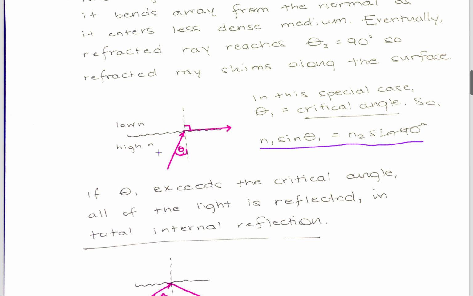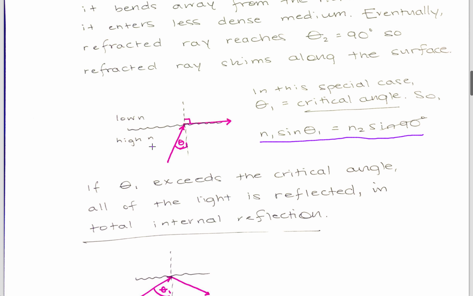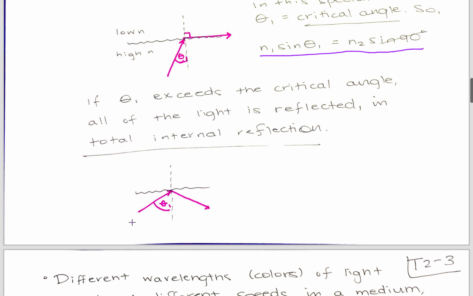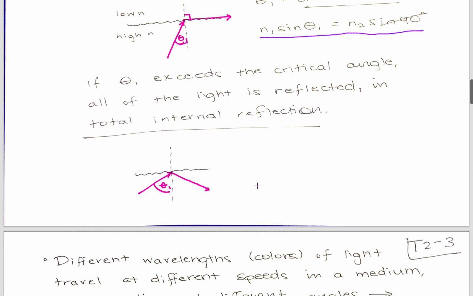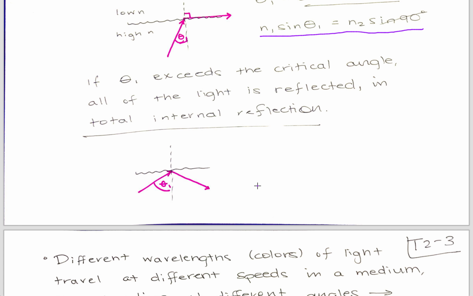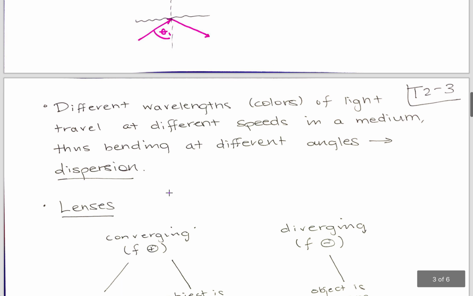If we swing out our incident angle any further, then all of the light will be reflected. And this is why when you're in the pool and you're under the surface of the water, when you look off to the side, you almost see a mirror effect at the surface of the water. That's due to total internal reflection. This is also how fiber optics work and things like that. So it's basically trapping the light inside the medium with a higher N value.